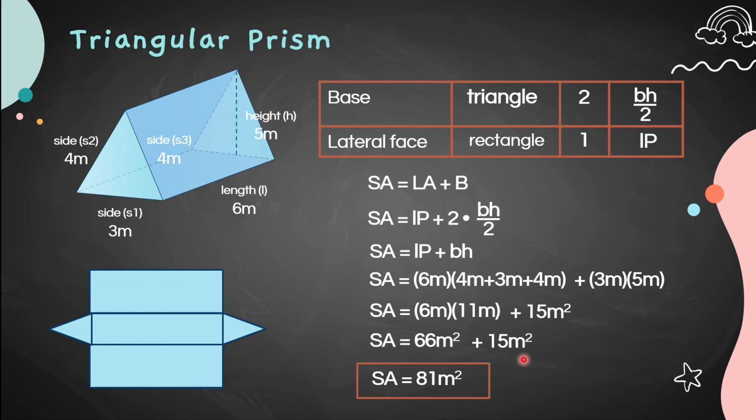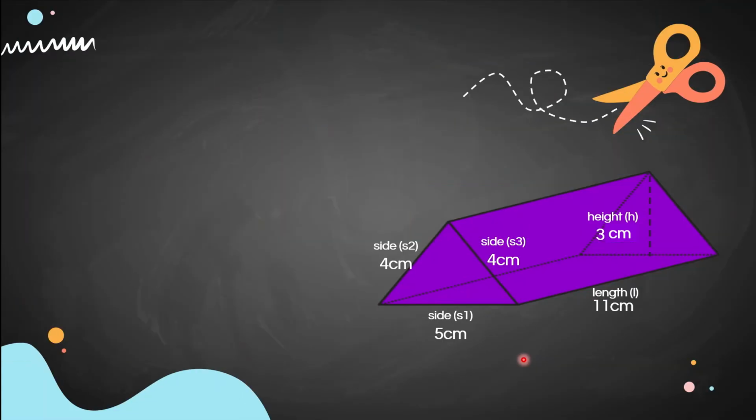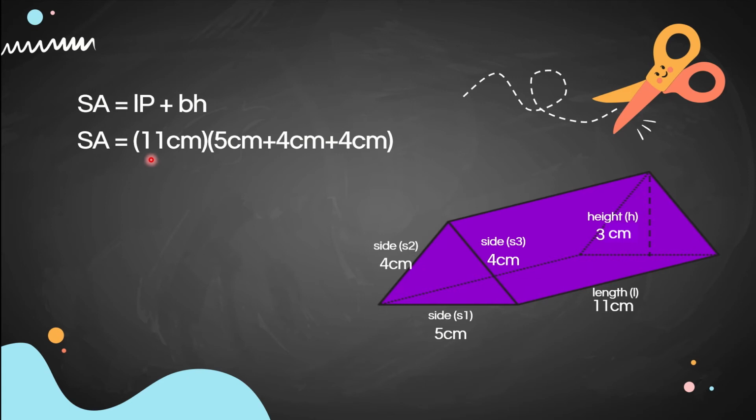So let's have another example. To find the surface area of a triangular prism, let us use the formula length times the perimeter of the triangle plus base times height. So substitute the given measurements in the formula. Our length here is 11 centimeters and the perimeter of the triangle is 5 centimeters plus 4 centimeters plus 4 centimeters, plus the measurement of the base times the height. So we have base is our 5 centimeters and our height is 3 centimeters.